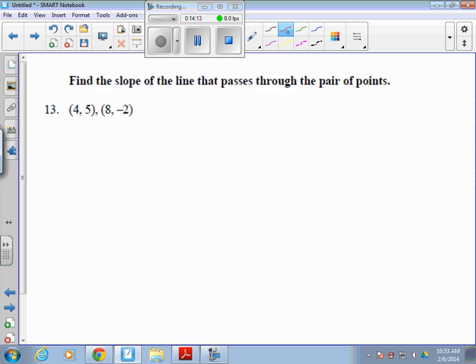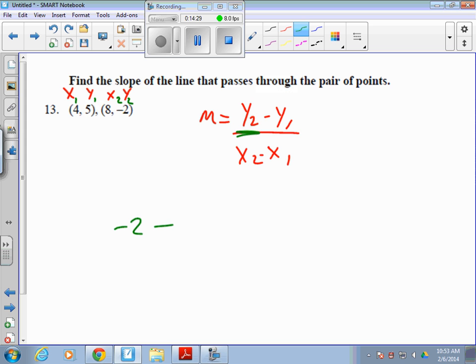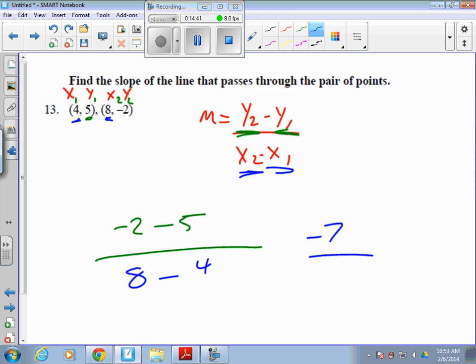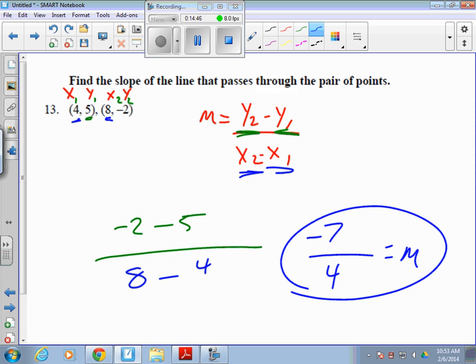Find the slope of these two. Your slope is the change of y over the change of x. So if you label your points x y, x y, this one will be sub 1, this one sub 2. y sub 2's value is negative 2 minus y sub 1's value is 5, over x sub 2's value is 8 minus x sub 1's value is 4. Negative 2 minus 5 is negative 7. 8 minus 4 is 4. Your slope is negative 7/4.